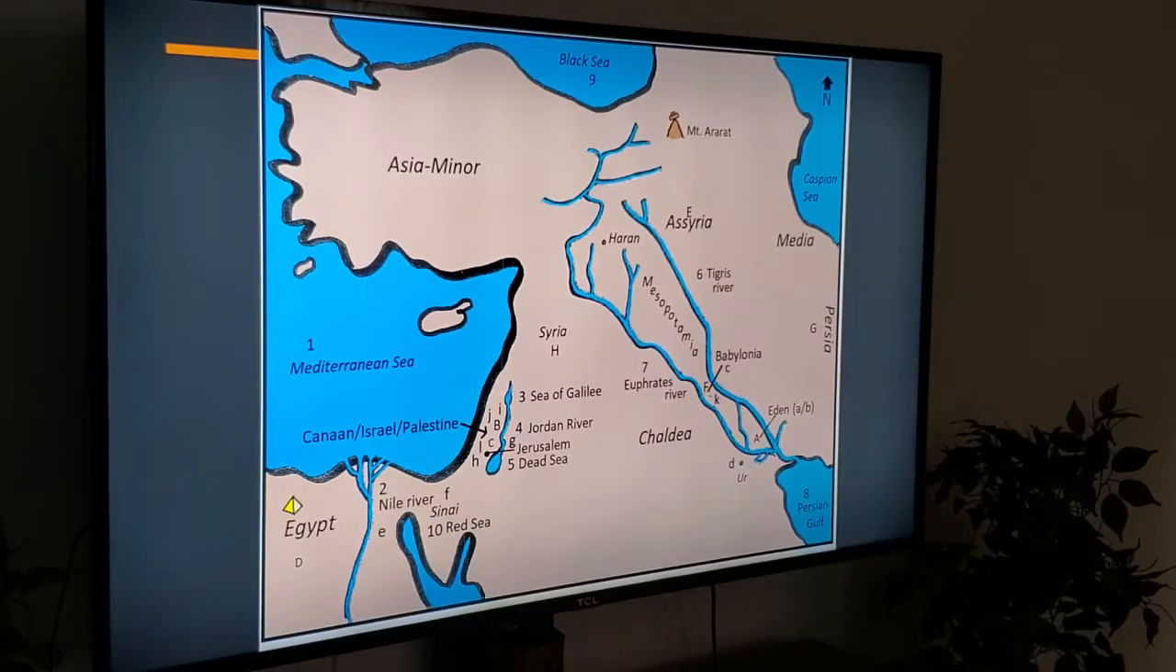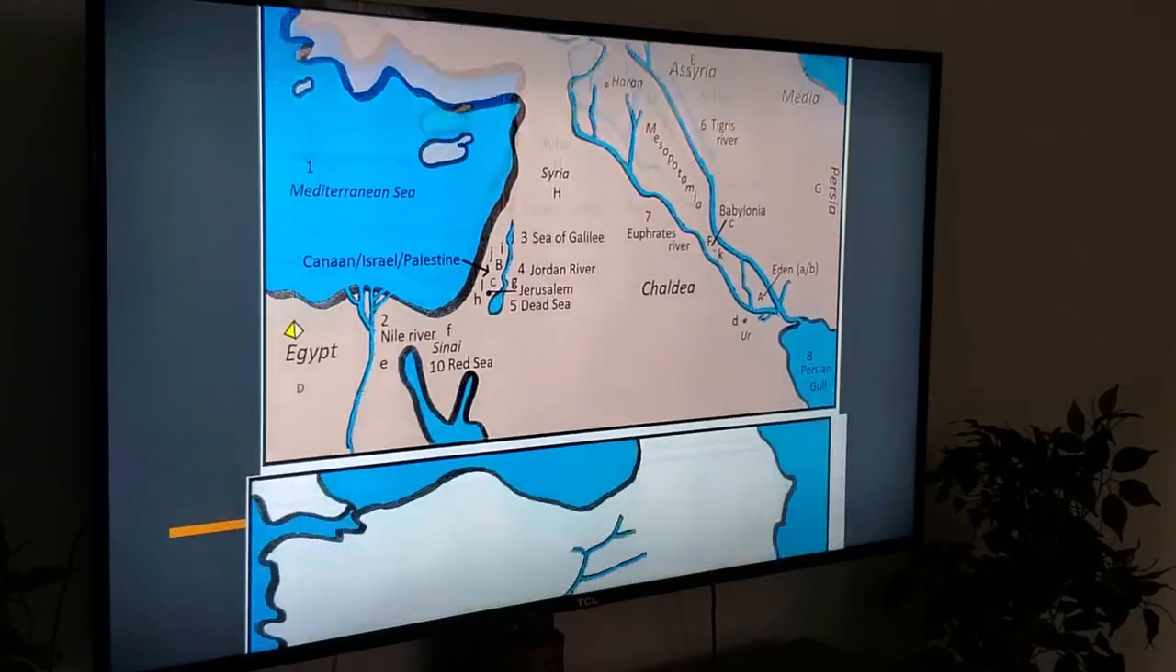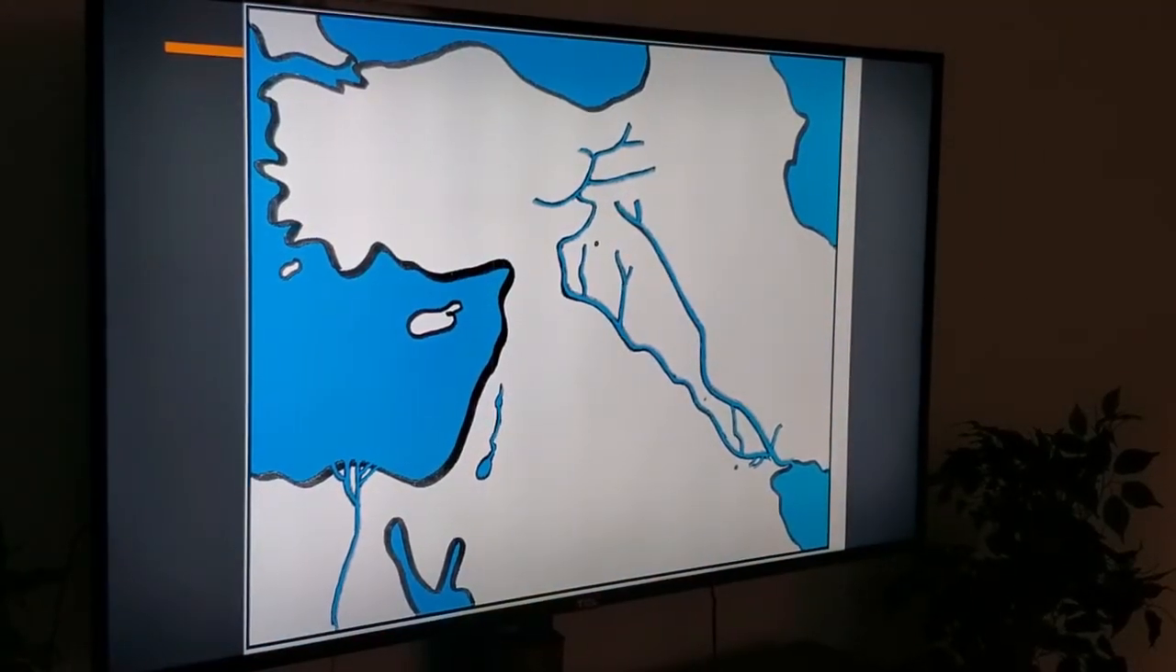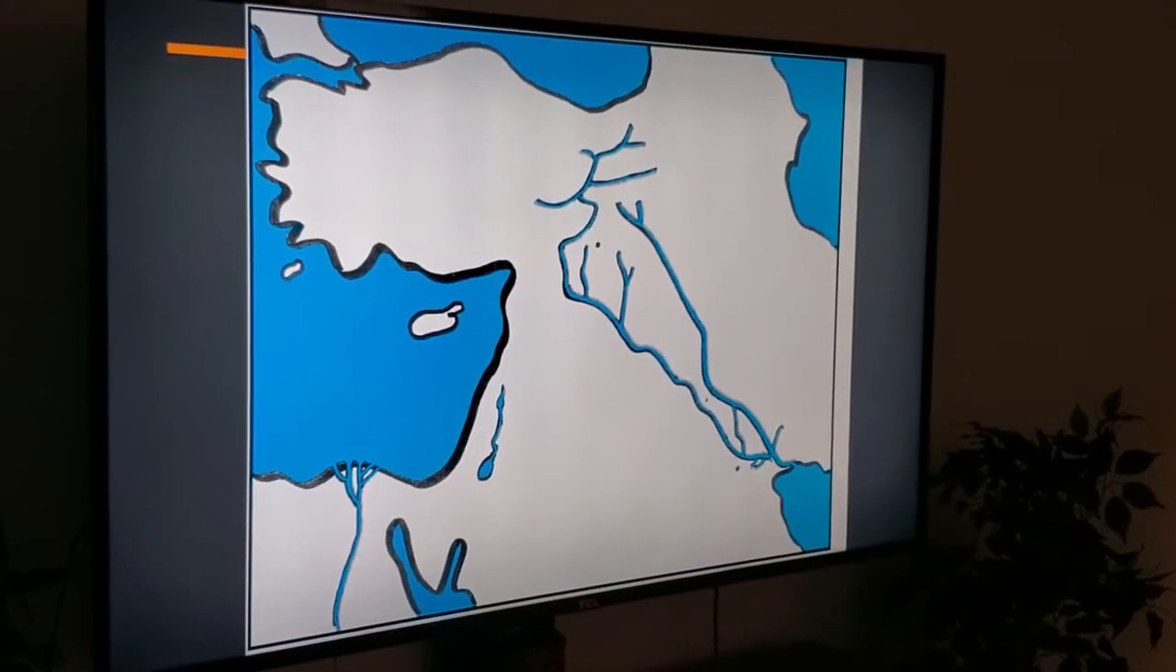I printed these out in color on a black and white printer, so they're not the brightest. The water came out kind of dark. But I think the easiest way is to start with memorizing the bodies of water.